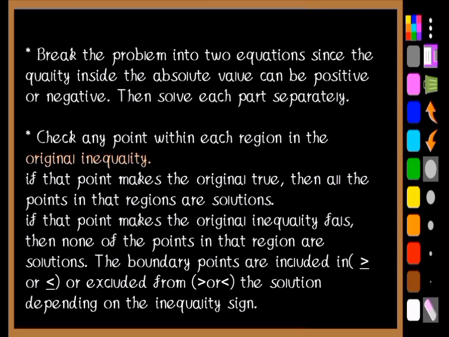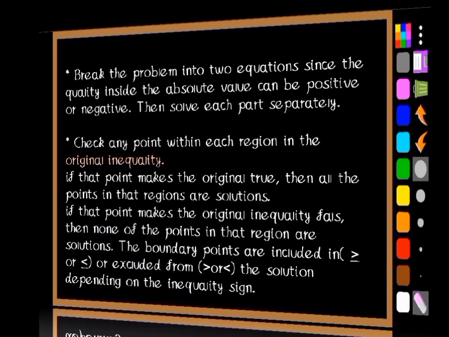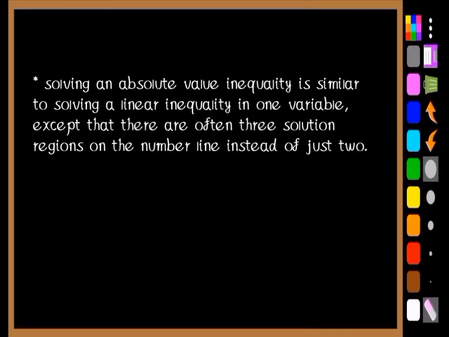The boundary points are included in brackets or excluded in parentheses in the solution, depending on the inequality sign. So solving an absolute value inequality is similar to solving a linear inequality in one variable, except that there are often three solution regions on the number line instead of just two.